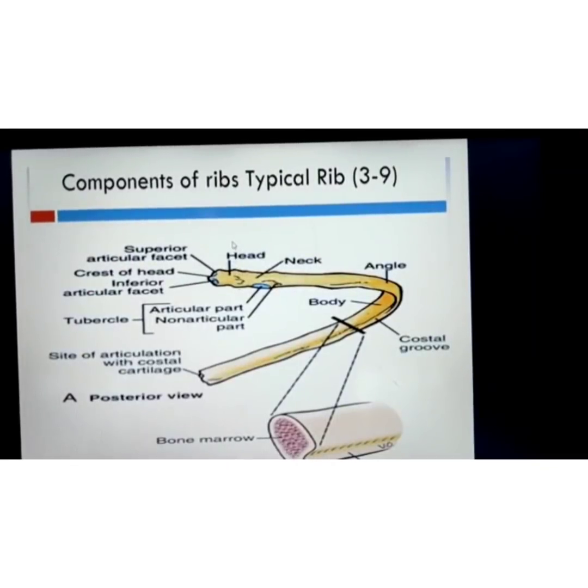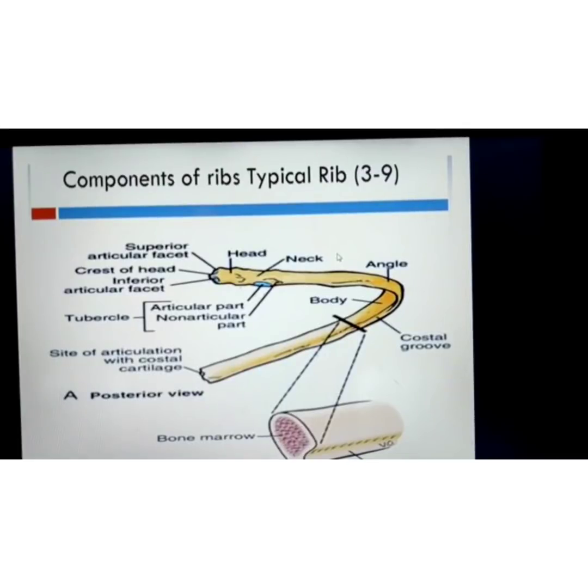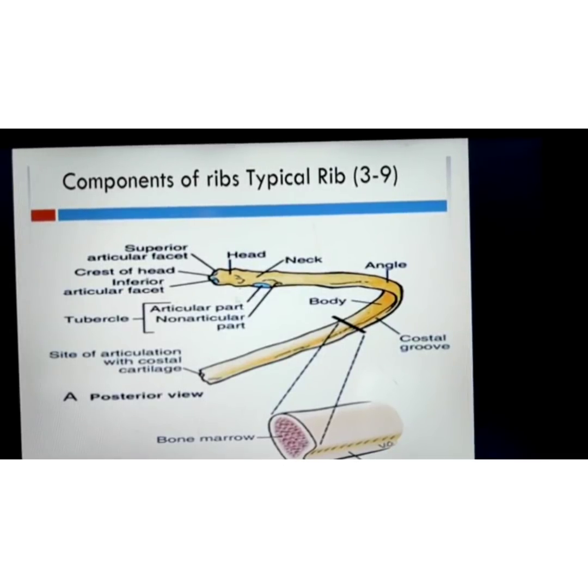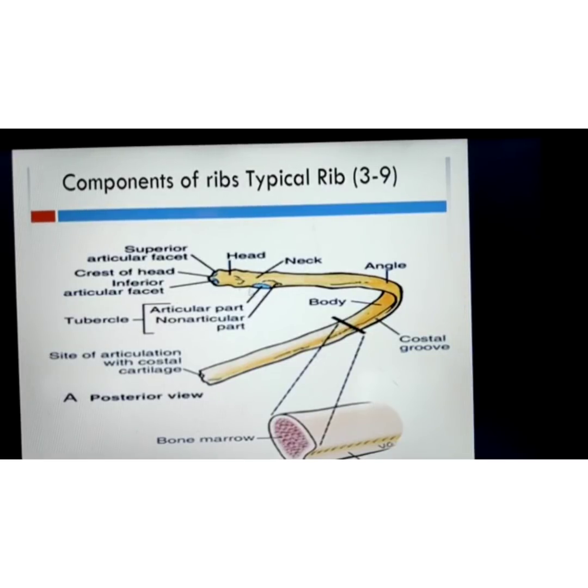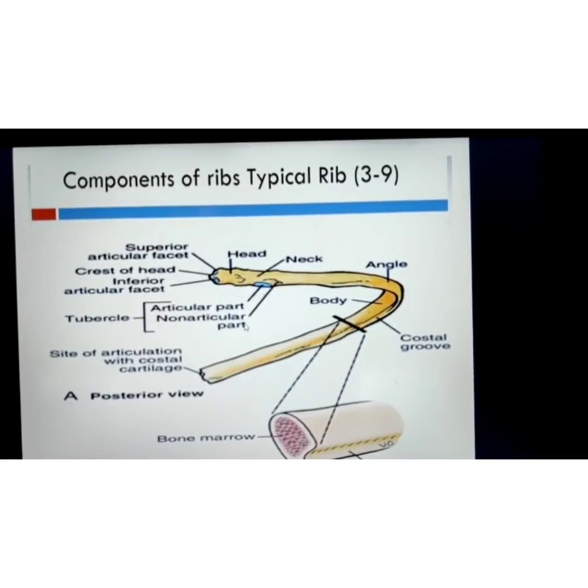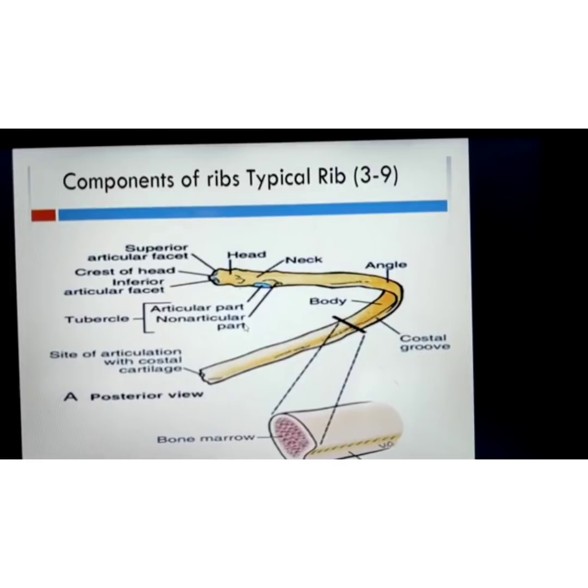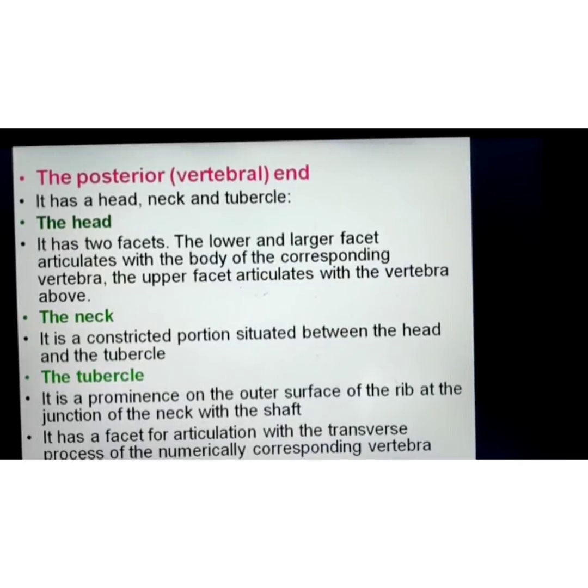So, as we can see in this diagram, the 3 to 9 ribs are known as the typical ribs because they have the same typical features. This is the anterior end of the typical rib and this is the posterior end of the typical rib. The posterior end is known as the vertebral end. The anterior end is known as the sternal end. And we will see what the parts of a typical rib are.